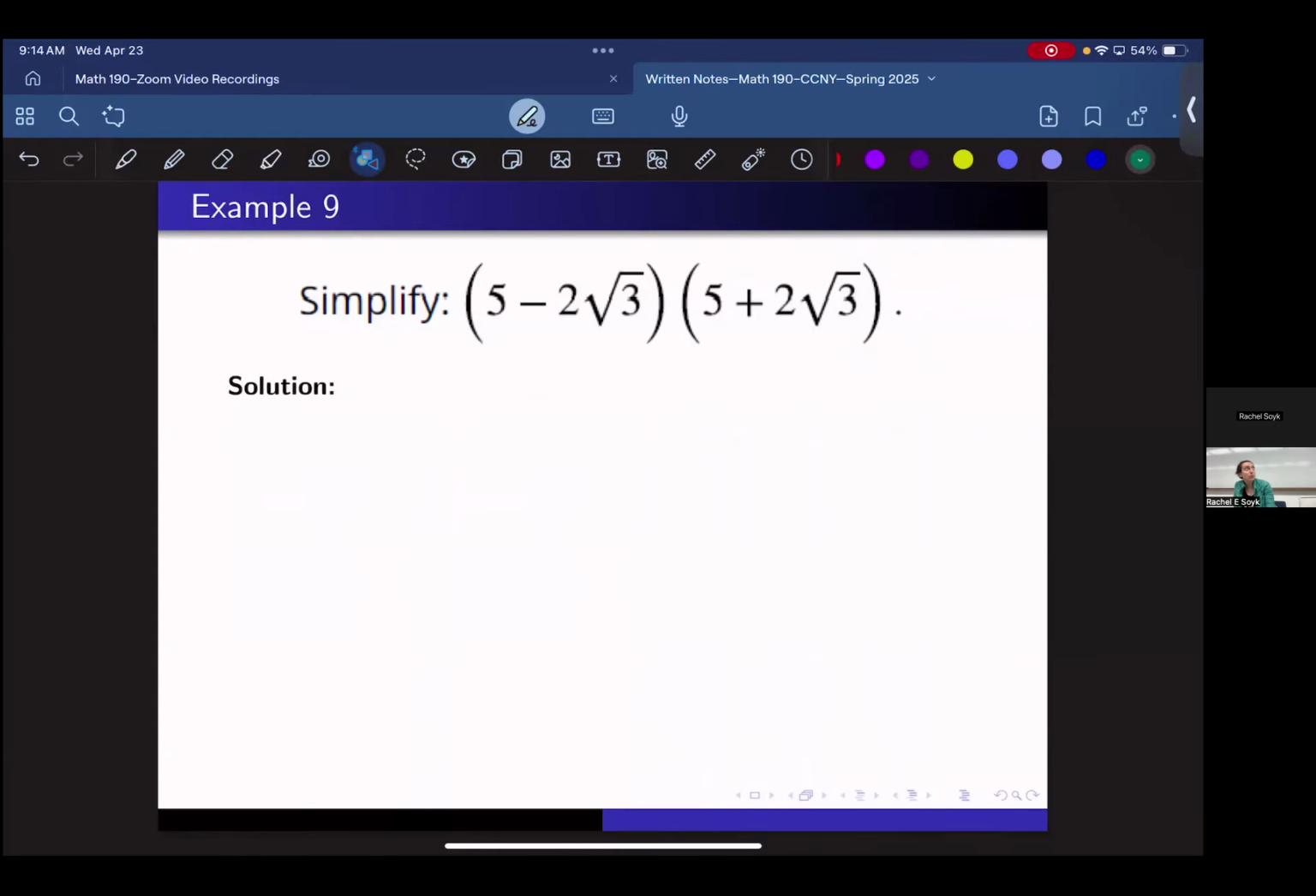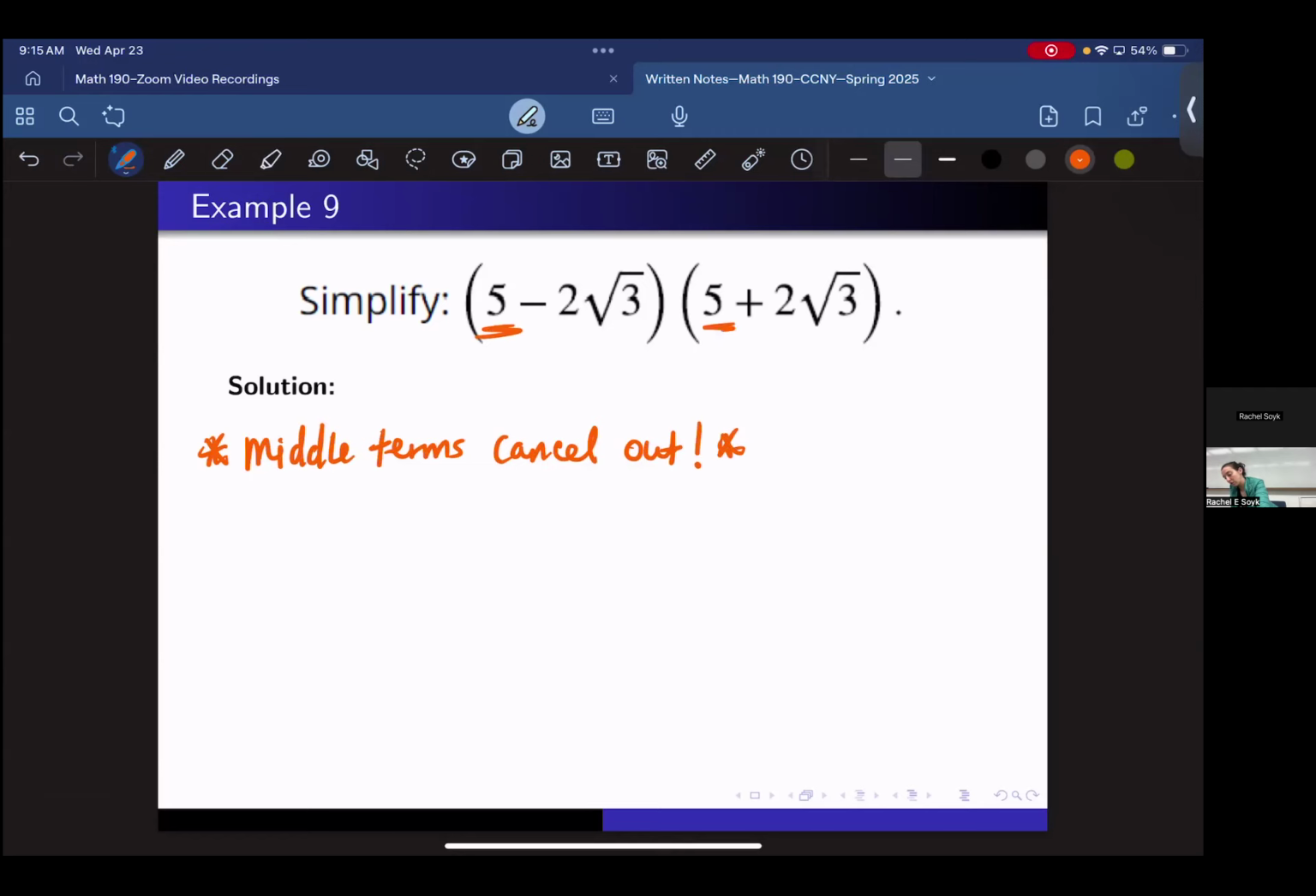Our last example for the day is just the difference between two squares. So now the middle terms cancel out. So you're just looking at 5 times 5, which is 25. And then we have negative 2 square root of 3 times positive 2 square root of 3, which is the same as 2 times 2, which is 4, but it's negative, so negative 4.